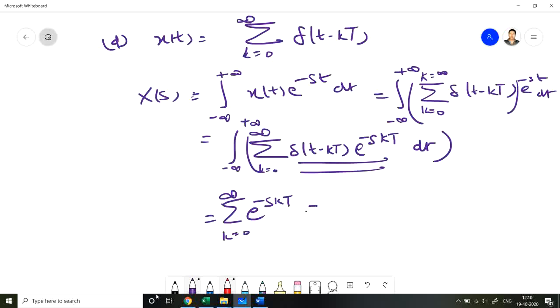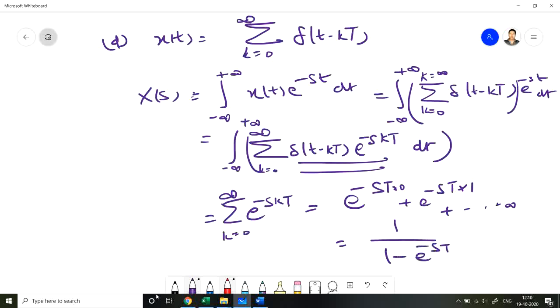So the series expansion is e^(−sT·0) plus e^(−sT·1) plus dot dot dot up to infinity. So it is a GP. So 1 divided by (1 minus e^(−sT)). This is the answer. So the real part of s is greater than 0.